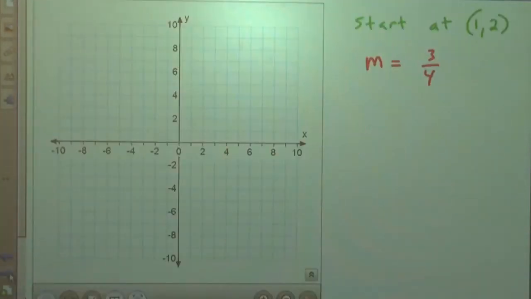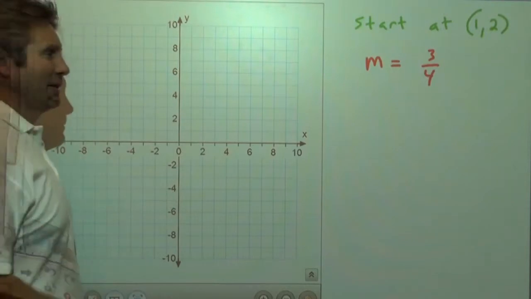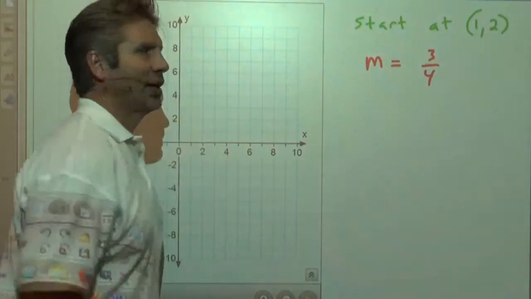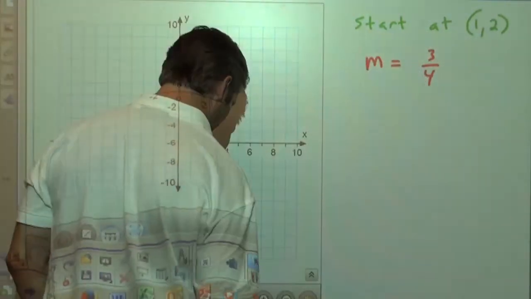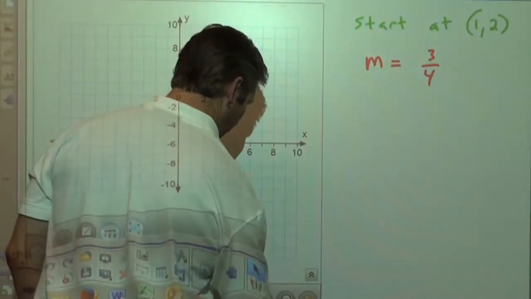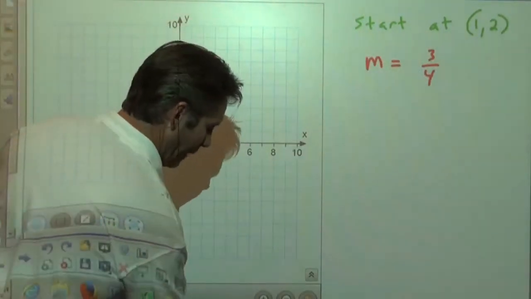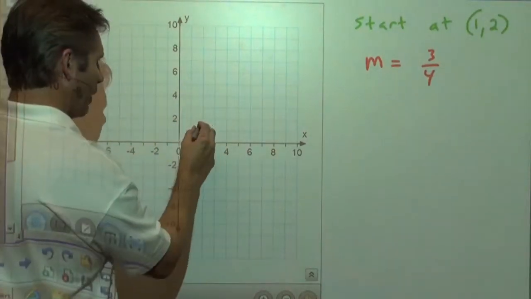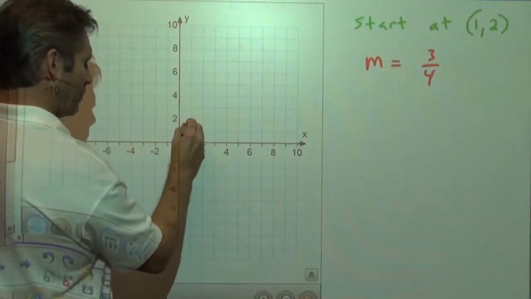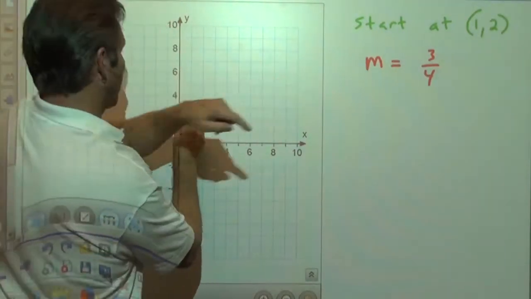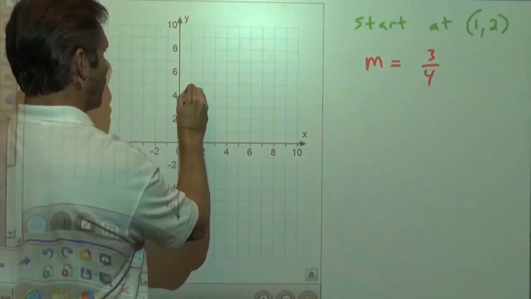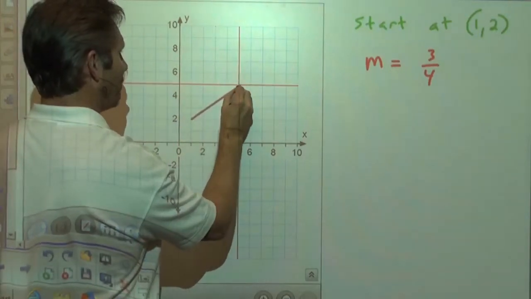Contrast that with lines that are perpendicular. Let's construct some perpendicular lines and explore how the slopes relate. Let's start at the point (1, 2). From that point, over 1 and up 2, we are going to go up 3 units and to the right 4.